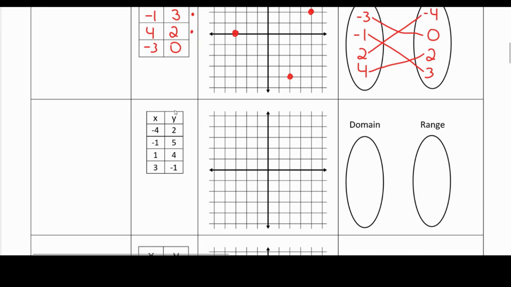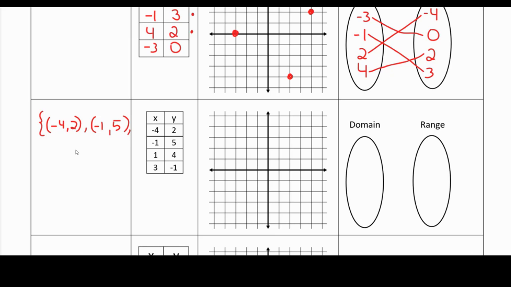In this next example, I am given a table, and I need to write the list of ordered pairs, the graph, and the mapping. So let's go ahead and do it. To do the list of ordered pairs, I start with a curly bracket, open parentheses, and my first pair of numbers is my first ordered pair. So it'll be negative 4, comma 2, close parentheses, then a comma. And then let's do the next ordered pair, which is negative 1, comma 5.